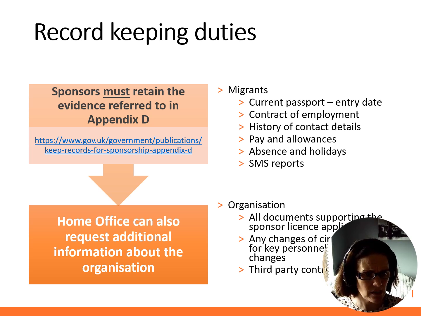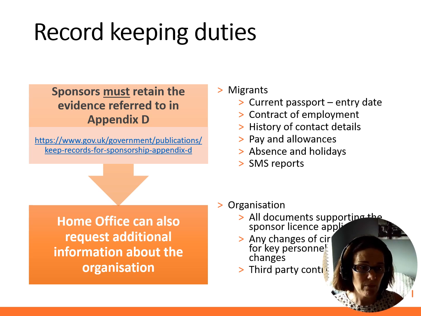So for your migrants, you must keep a current passport with the arrival date in the UK. If this is not stamped in the passport, we would recommend you ask for a copy of the boarding card and retain that on file. Sponsors must also keep a copy of the contract of employment, which must be signed by both parties, and have the information that is set out in the certificate of sponsorship, particularly the hours of work per week and the hourly rate of pay.